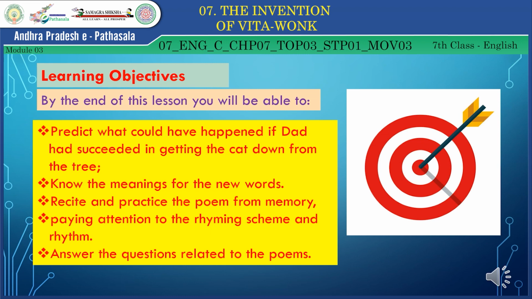By the end of these poems, you will be able to predict what could have happened if Dad had succeeded in getting the cat down from the tree. Know the meanings for the new words. Recite and practice the poem from memory, paying attention to the rhyming scheme and rhythm. Answer the questions related to the poems. Be ready to enter into the first part of the activity, Dad and the Cat and the Tree poem. This is an intro activity.